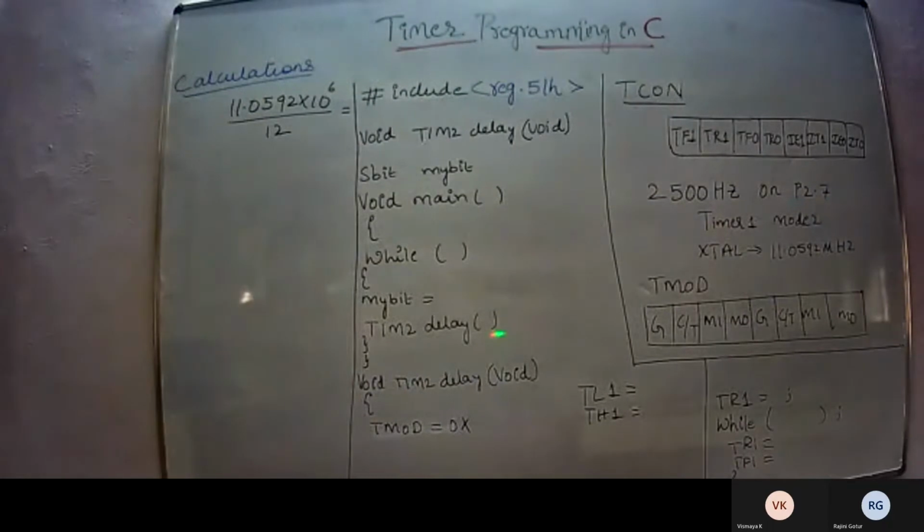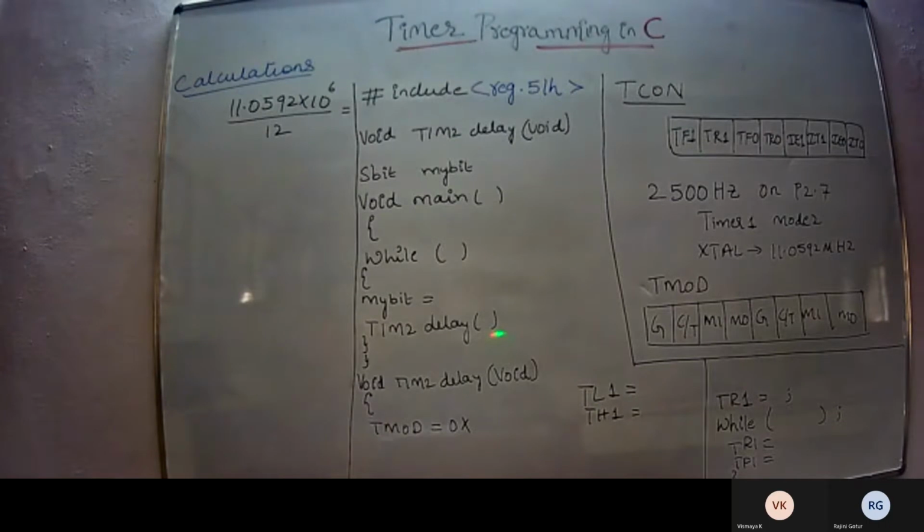So in today's class we go on with timer programming in C. Last class we had seen how to program the timer in assembly language. Today we'll go on with the embedded C. Before that, what we have to design. First I'll read out the question for you all.